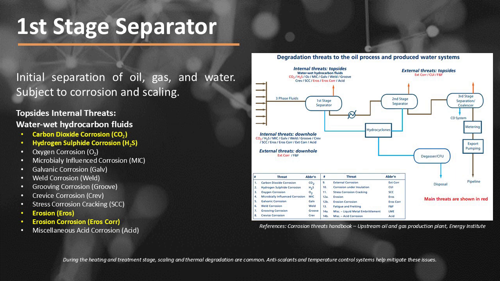Number 3 is hydrogen sulfide corrosion, or H2S. H2S can lead to sour service corrosion and hydrogen-induced cracking. It's especially dangerous in wet environments and requires careful material selection and monitoring.